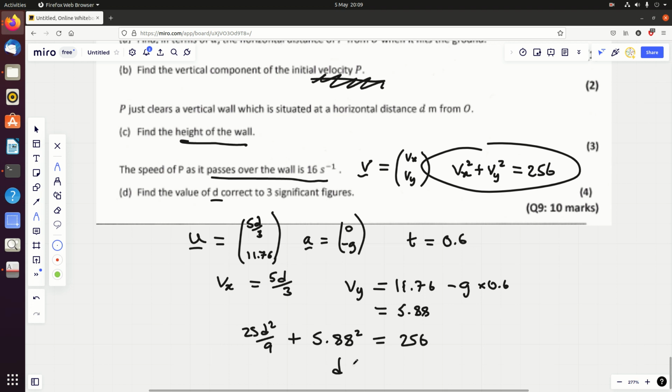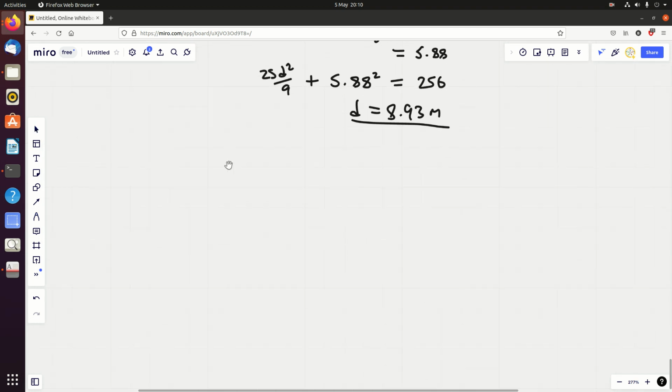And then I'm basically just going to rearrange that to find D. So I'm going to do 256 minus 5.88 squared, and then I'm going to times that by 9, and then I'm going to divide that by 25, and then I'm going to square root. And I get the answer of 8.93 meters. Done.